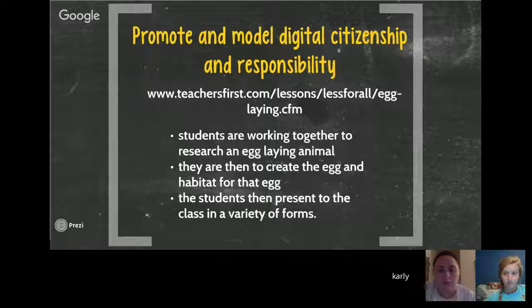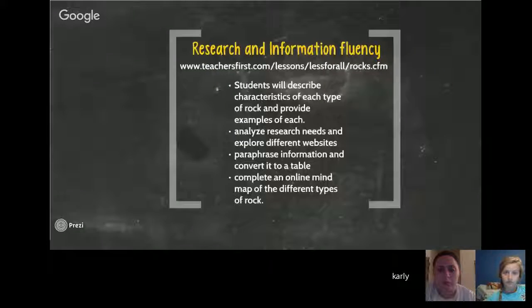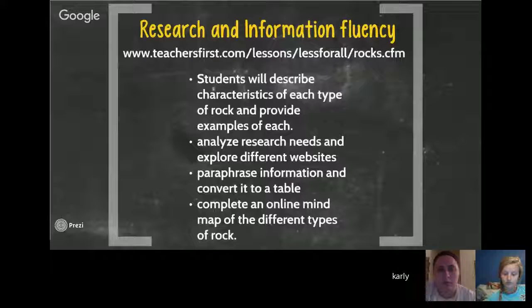All right, and then for the student standards, for the first one, I found another lesson on the types of rocks. So the students had to research the 3 different types of rocks, and then they had to take all of these and put them into a mind map that was online. So the research and information fluency, the students had to go online and they had to find the 3 different types of rocks, figure out what information they wanted to use and what information they wanted to put on that mind map.